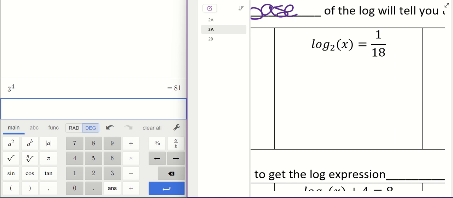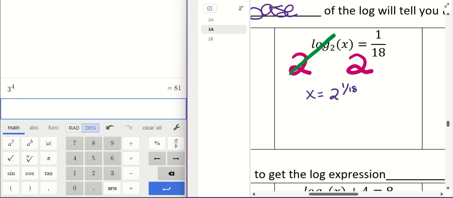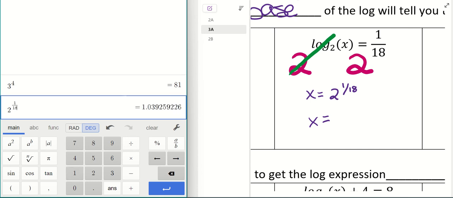So here we've got another one. We see a log. This time it has a base of 2. We're going to undo a log with an exponent. And in order to do that, we need a base of 2 over here and a base of 2 over here. Exponents and logs undo each other, so we say goodbye. And we are left with x equals 2 to the 1 over 18th power. Then we can put this into our calculator. 2 to the 1 over 18th power. And we are left with 1.04.